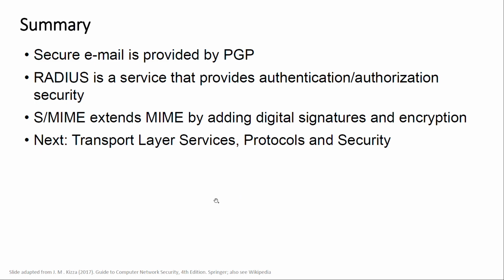So if you summarize, you can use PGP, which provides secure email. Radius is a service that provides authentication and authorization security. SMIME extends MIME by adding digital signatures and encryption, but of course, as I told you, you should use algorithms that are secure, like SHA-2 and so on. And in the following slides, we will first be talking about transport layer services, protocols, and security. Then at the end, we will talk a little bit about network layer security, but those will be covered in two other videos. Goodbye.